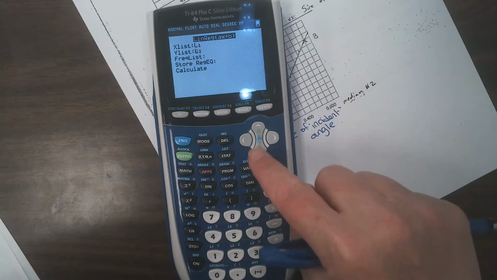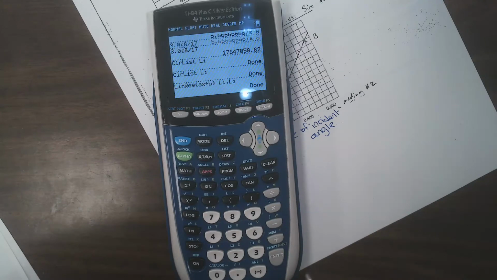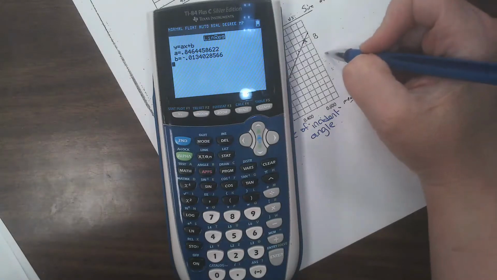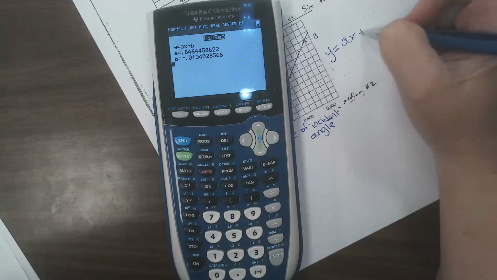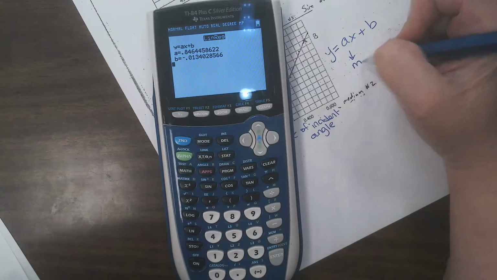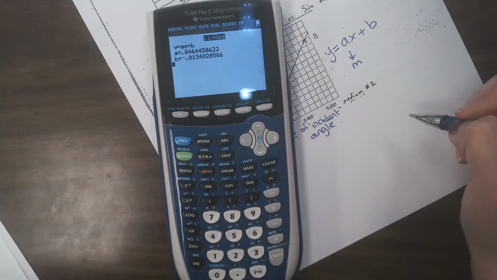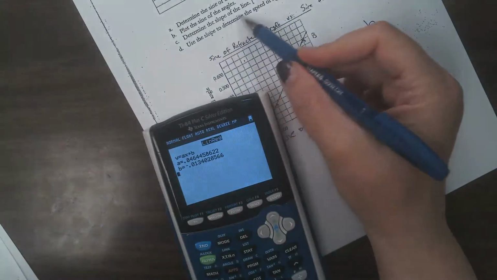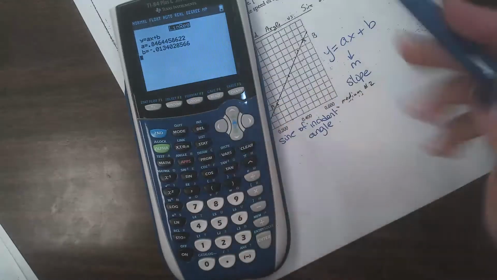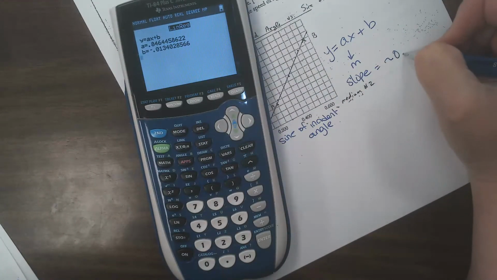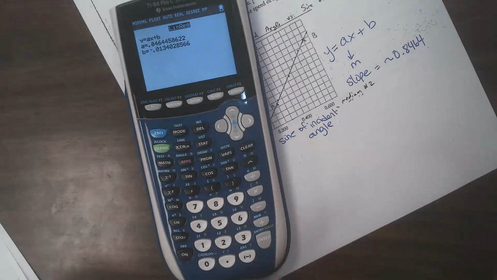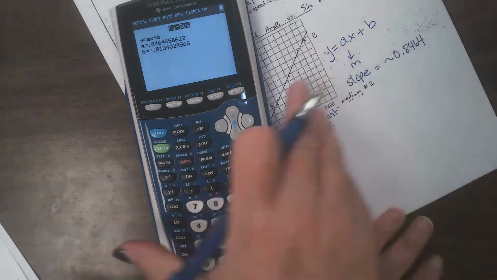And I'm going to go down to calculate. It tells me that the formula is y equals ax plus b. We're used to seeing m in this position, but a or m is still slope. And it's asking us here, determine the slope of the line. So when I look at my regression, I can see that it's approximately 0.8464. Now, this is the sine of an angle divided by the sine of an angle, and so there's no units at this point.